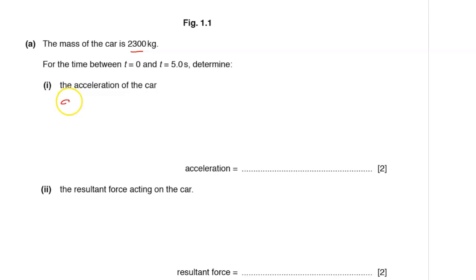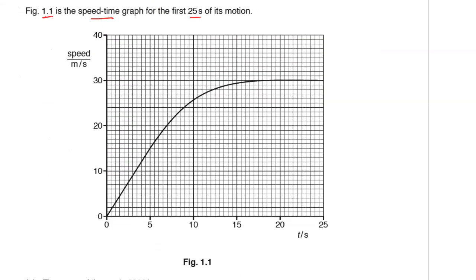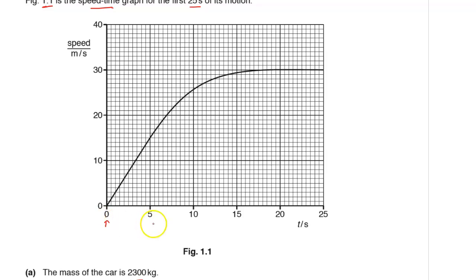So to get acceleration from a speed time graph, we calculate the gradient. Acceleration is the same as a gradient. So for the first, from t equals 0 to t equals 5 seconds, go back to the graph. From t equals 0 to t equals 5 seconds, the graph is a straight line graph. So the acceleration is constant. So we find the gradient for that part of the graph.